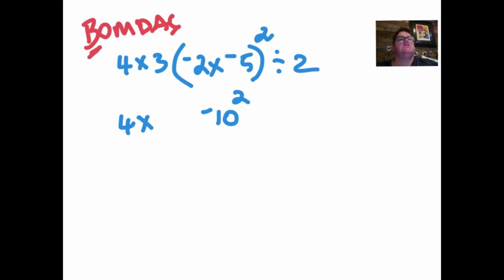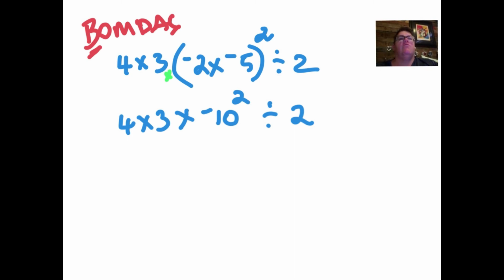Now, I'm actually just going to copy these down just so you can follow what's going on. Remember from previous videos, 3 and then we have a bracket, there is a hidden multiplication there. So when we rewrite it, it's 4 times 3 times this negative 10 to the power of 2 divided by 2. All right, so now we have done brackets.